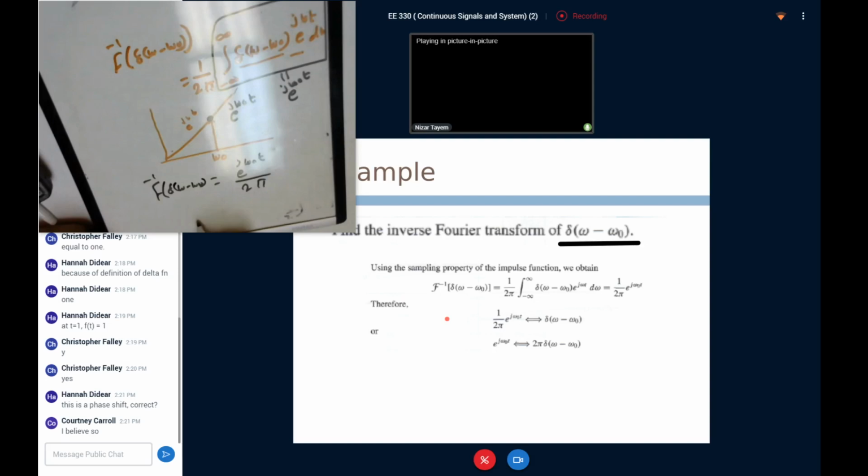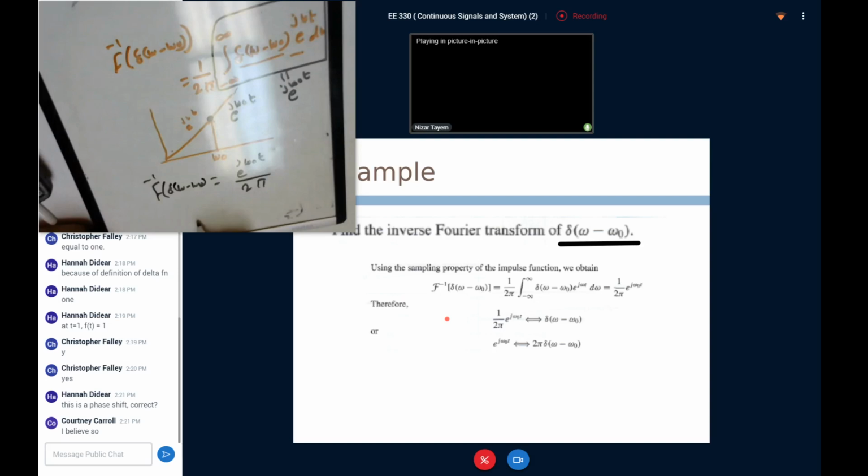Now, this is not like a phase shift. We just multiply by the delta function here. It's similar to a phase shift, but it's not a phase shift, okay? So we just multiply δ(ω − ω0) with this function, so we're going to get a value only at this point, e^{jω0t}. This is a very important thing here: the Fourier transform of e^{jω0t} is equal to 2π δ(ω − ω0).